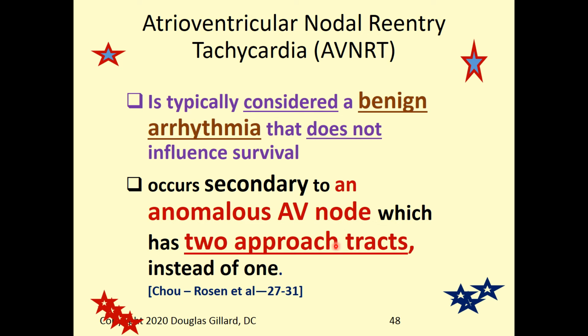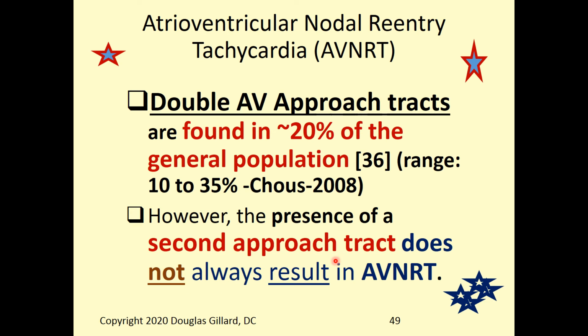And what is it caused from? This is caused by the fact that these people are born with not one approach tract, like most people have, one approach tract to the AV node. These people have 2 approach tracts, and they have weird physiology, these 2. One is a fast conductor, one is a slow conductor of the impulse, and we'll get into that in a second.